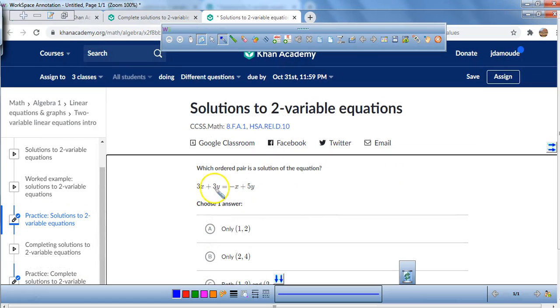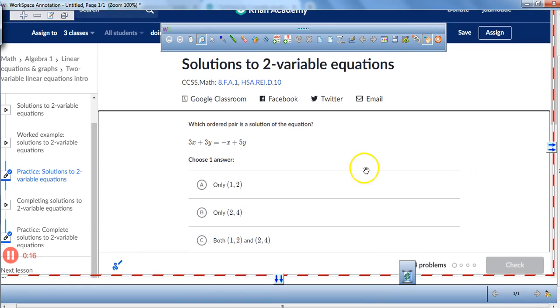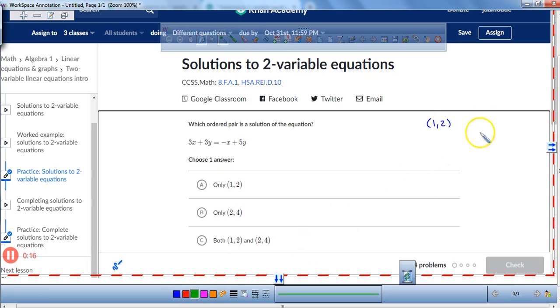Alright, so right now we have an equation here. It says 3x plus 3y equals negative x plus 5y. It says which ordered pair is a solution of the equation. We're going to be checking two ordered pairs: the ordered pair 1, 2, and the ordered pair 2, 4, to see if it works. So this is your x value, this is your y value, this is your x, and this is your y.